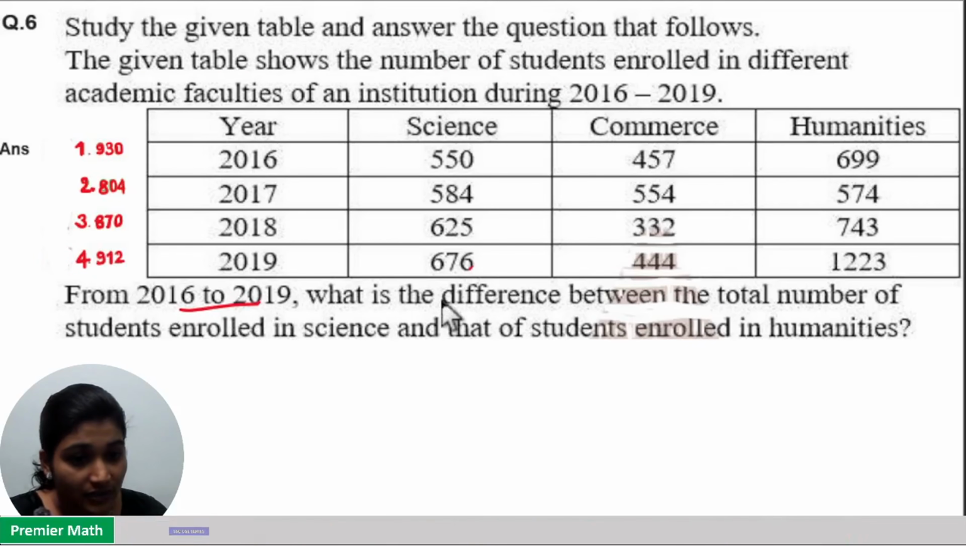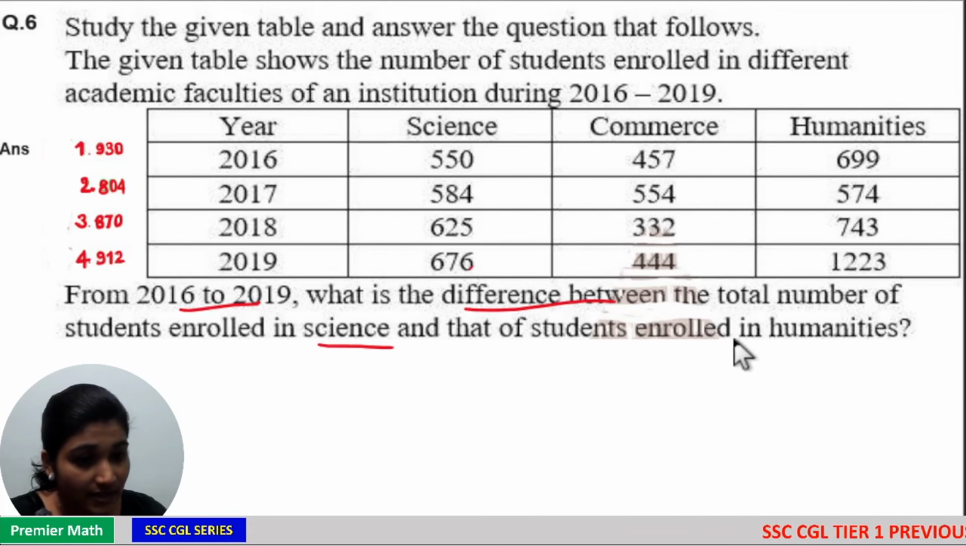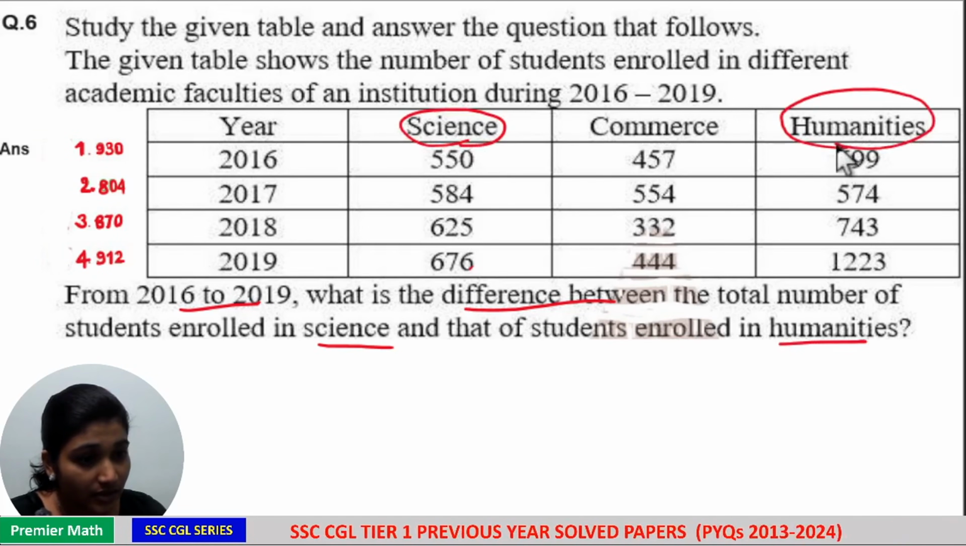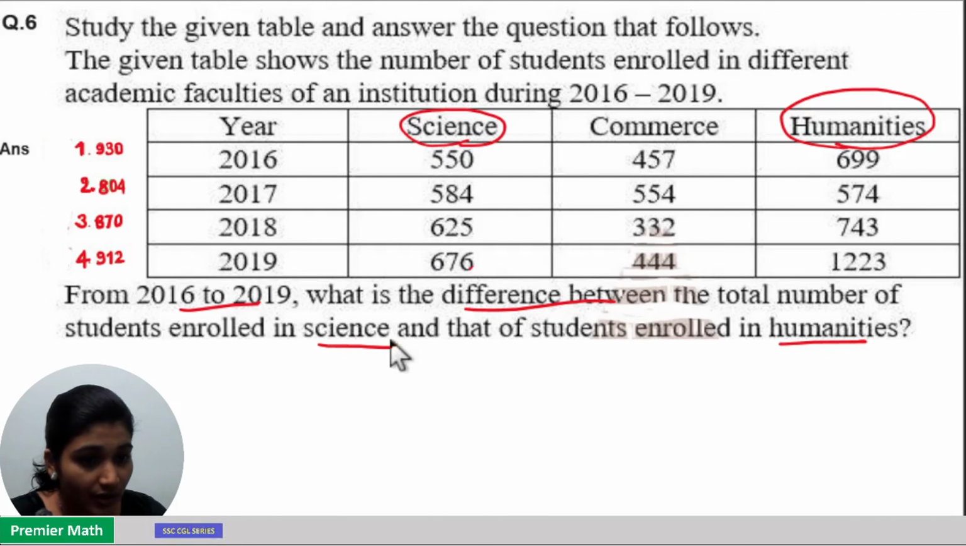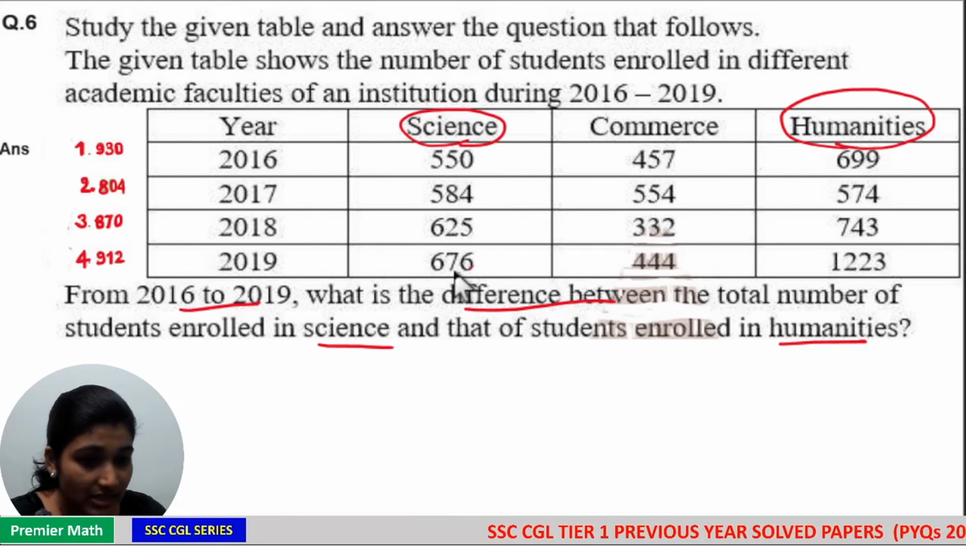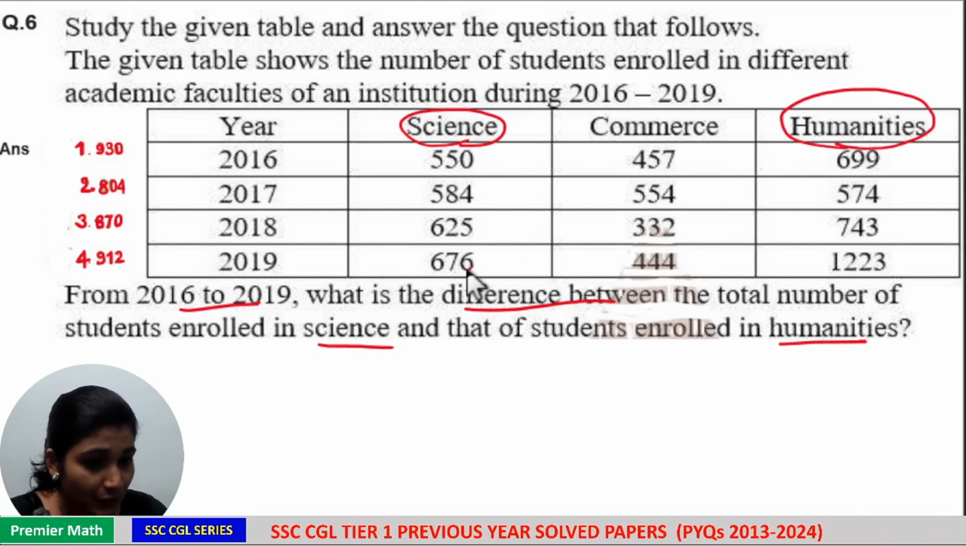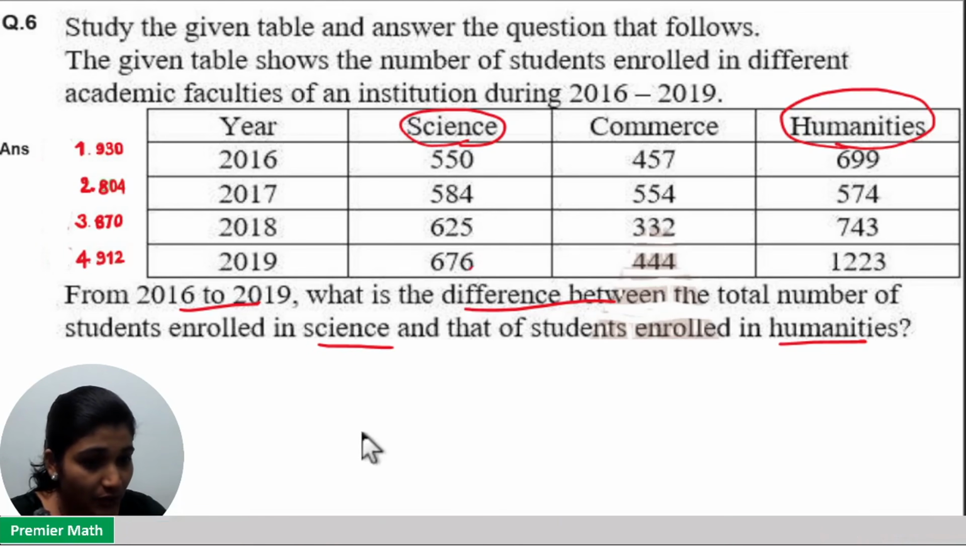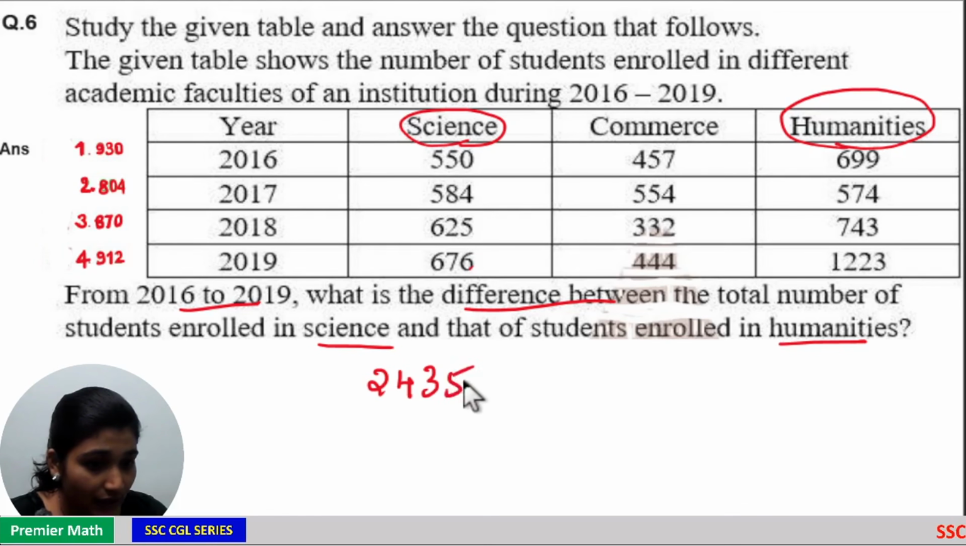From 2016 to 2019, what is the difference between total number of students enrolled in science and that of students enrolled in humanities? Here take the sum of science and humanities, then take the difference. Here 1000 plus 1200 is 2200 and 50 plus 80, 130, 130 plus 20, 150, 150 plus 70 is 220, 220 plus 10, 230. So 235 plus 2200 is equal to 2435.